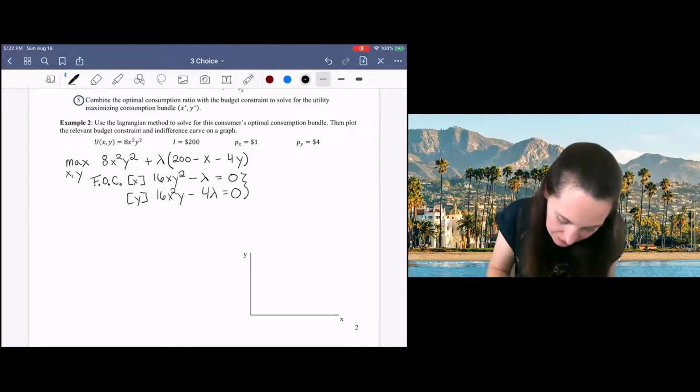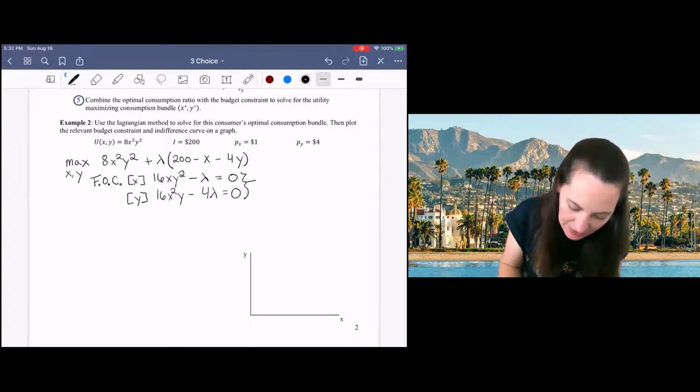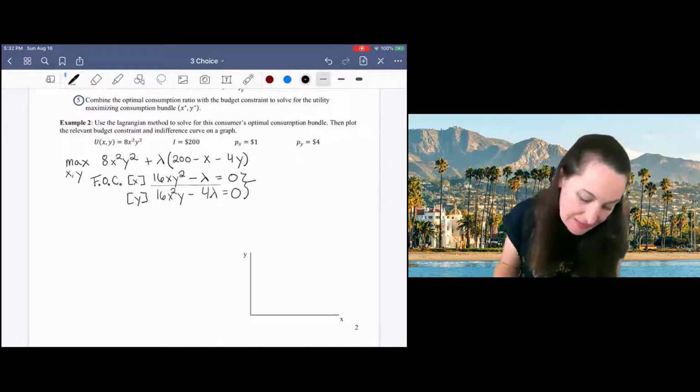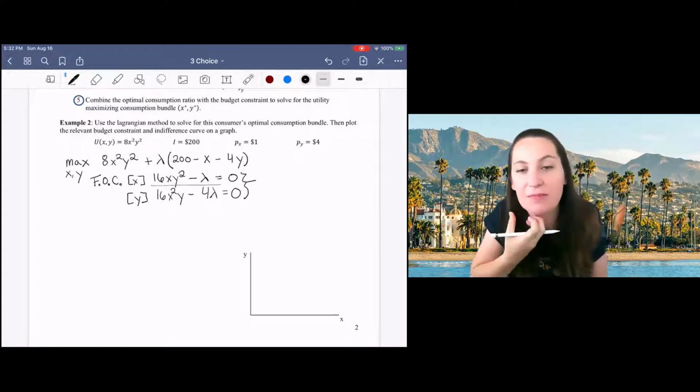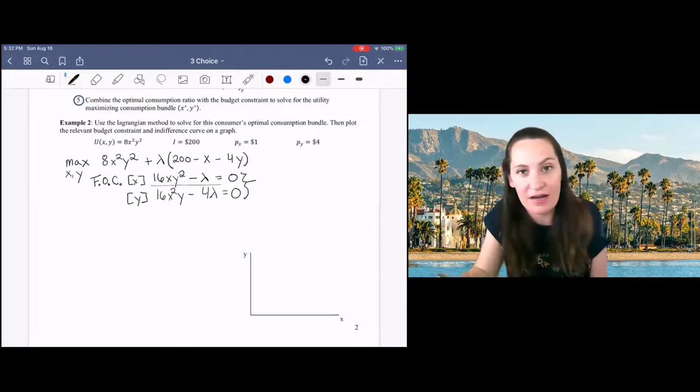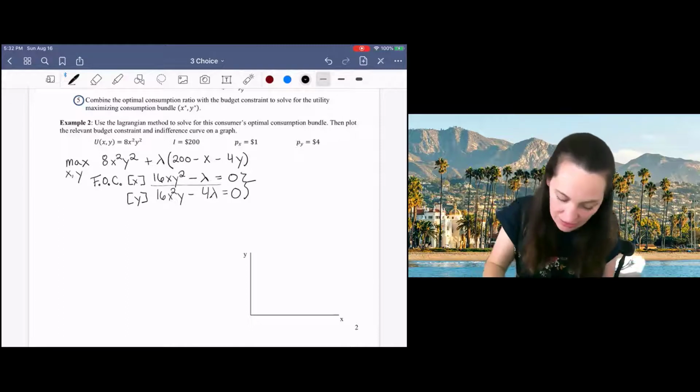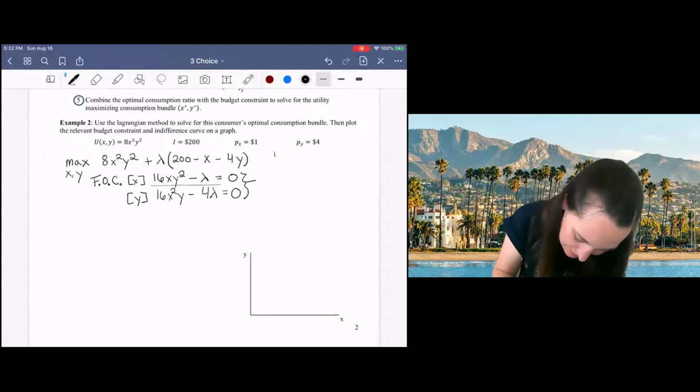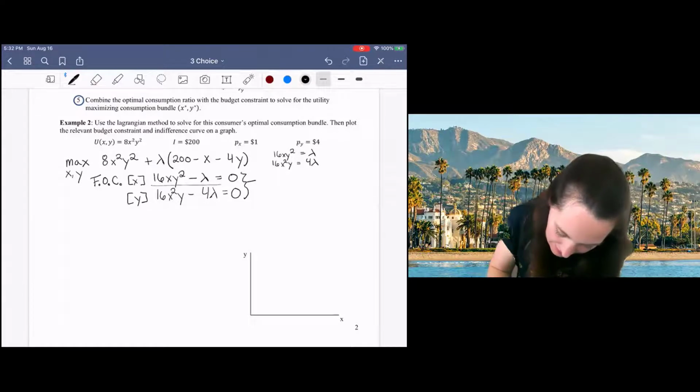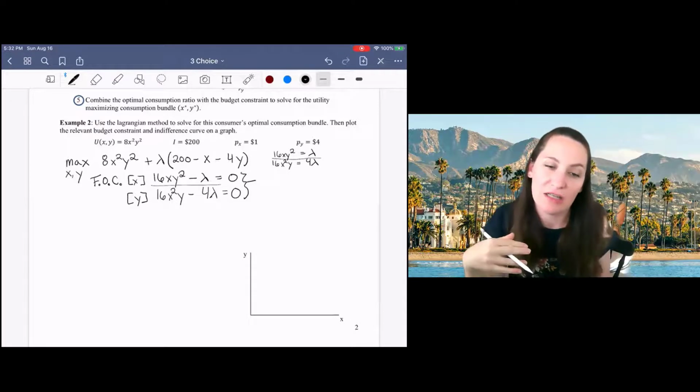So here I'm going to combine these, and I'm going to do that by basically dividing them, okay? And I want to move the lambdas over to the other side of the equation and then divide. So what I really have here is 16xy squared equals lambda, and 16x squared y equals 4 lambda. And then I'm going to imagine I'm just dividing these functions.